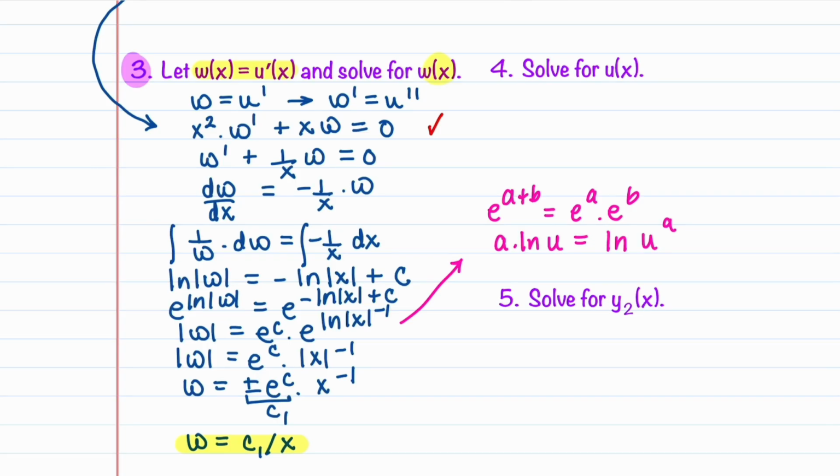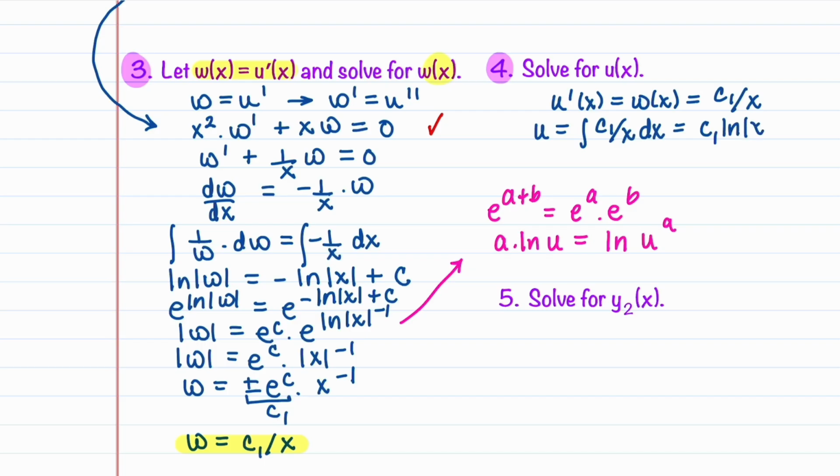Now let's go up to the upper right and look at step 4. For step 4, we want to solve for u of x. So let's remind ourselves that u prime of x is equal to w of x. And we just found that w was c1 divided by x. So u is going to be the integral of c1 divided by x dx, and that is just c1 natural log absolute x plus c2.